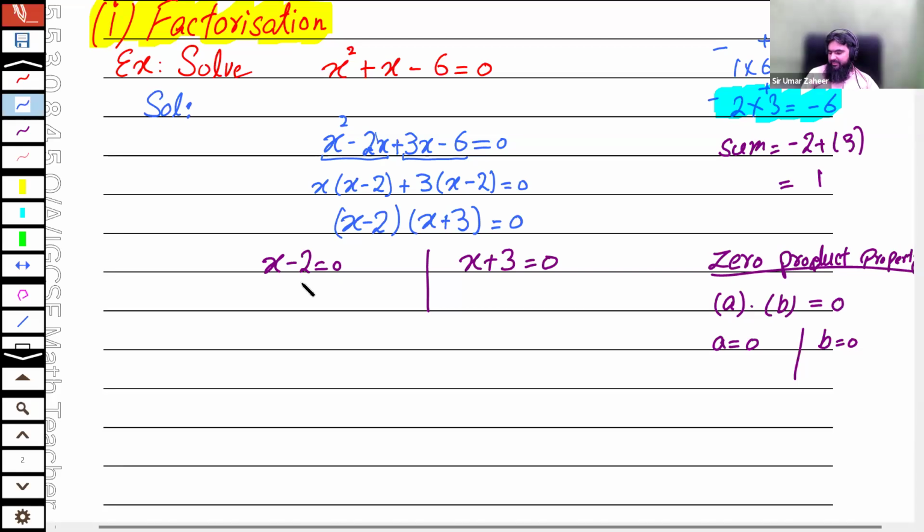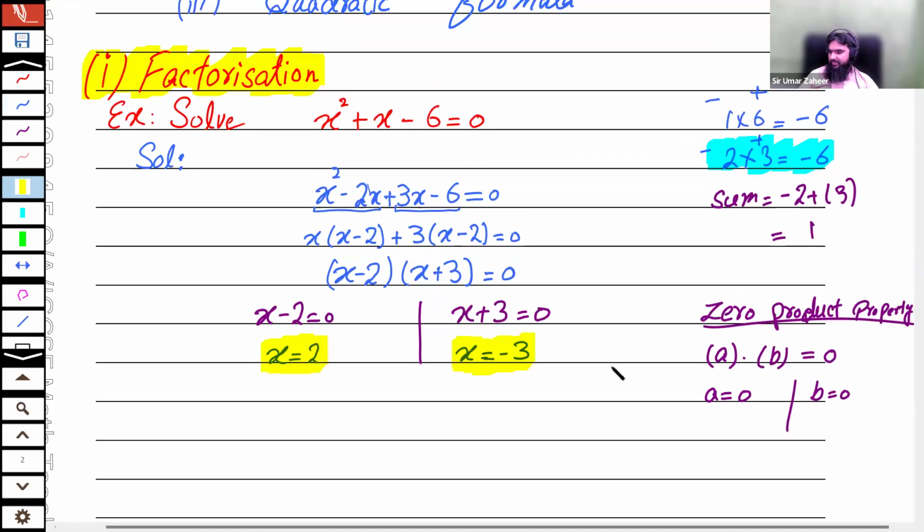Now it will become a linear equation. It is -2. Take this value on the other side. It will be +2. It is +3. Take this value on the other side. It will become -3. So these are my two answers.